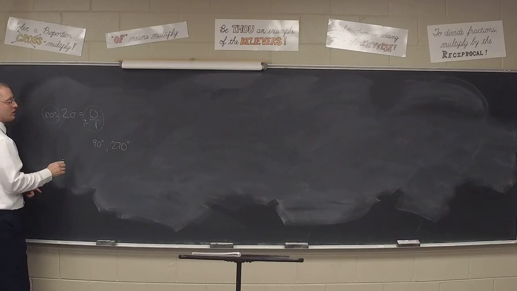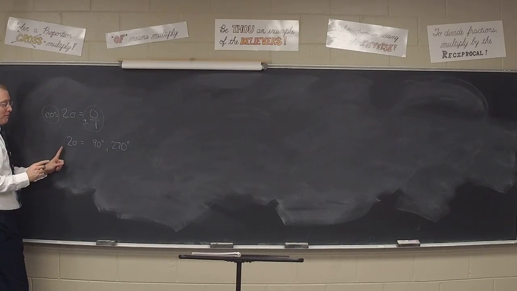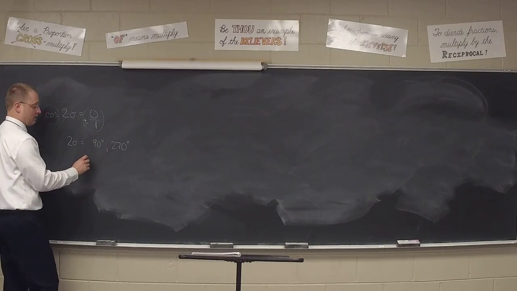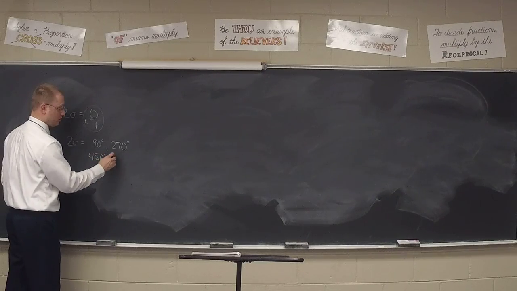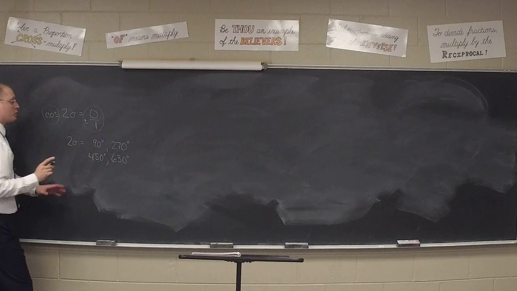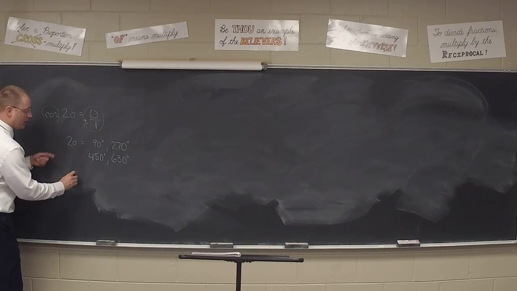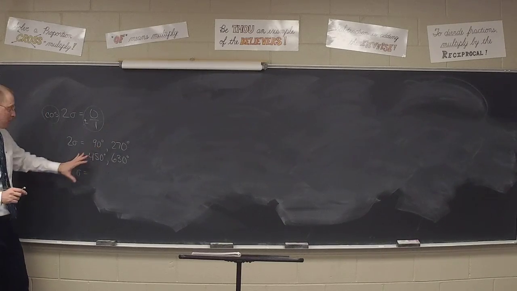But that's not sigma, class. That's 2 sigma. So because it's a 2 sigma, I'm going to have to go around a second time adding 360. So I'm also going to get 450 and 630. But those are all 2 sigma. The reason I add 360 is so when I divide away the 2 to get my answers for sigma, I've got all the different possible answers that satisfy.